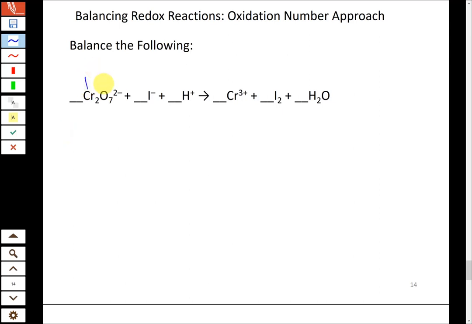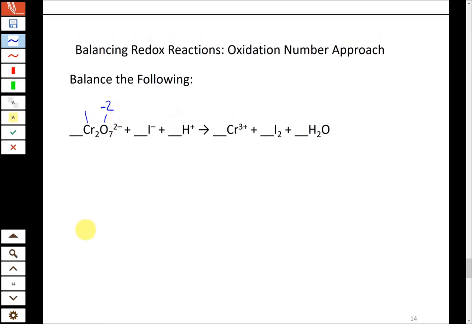So dichromate is a tough one. There's a lot of atoms involved, and there's a charge as well. But again, oxygen bonded to a metal is going to be -2. We have 7 -2s, that's -14. The overall needs to be -2 because it's a 2- anion, so we need to have +12 from chromium, right? So +12 -14 is -2.